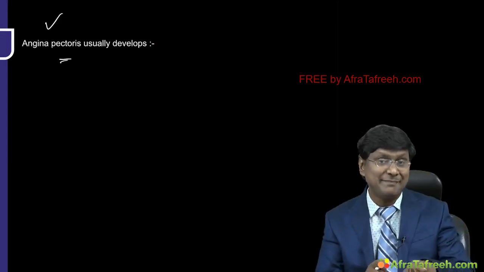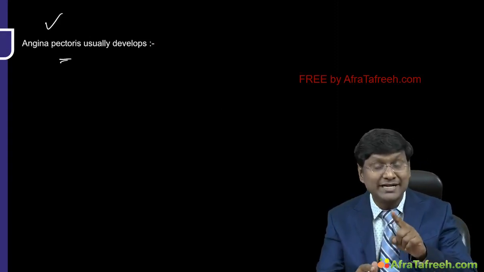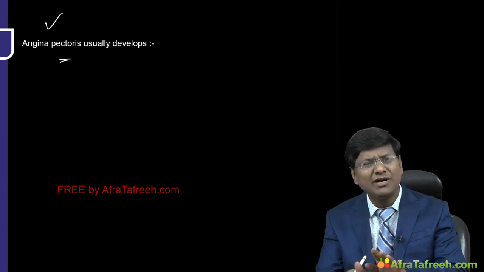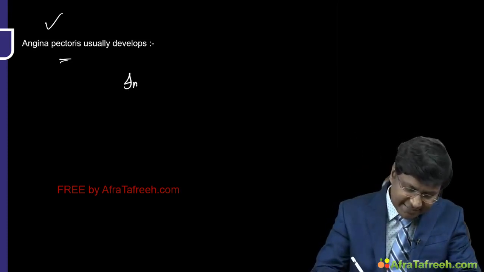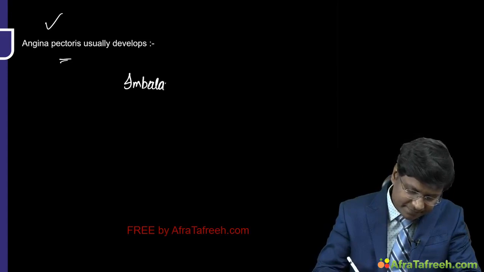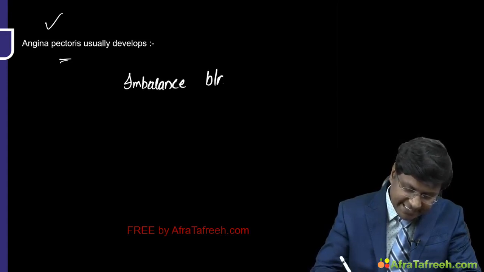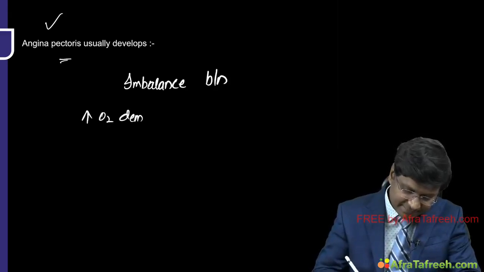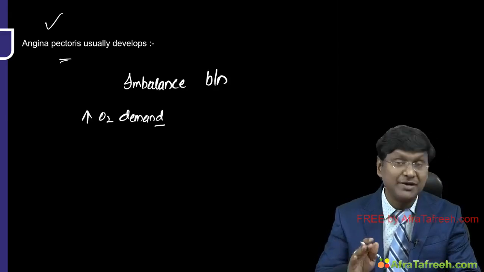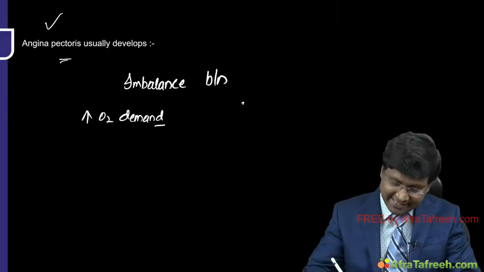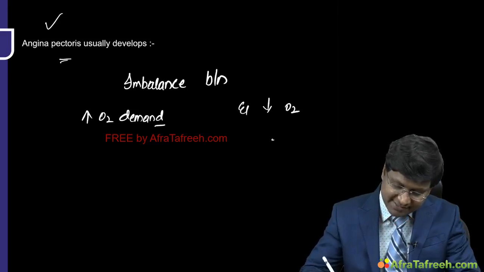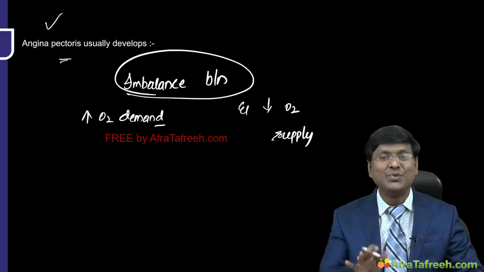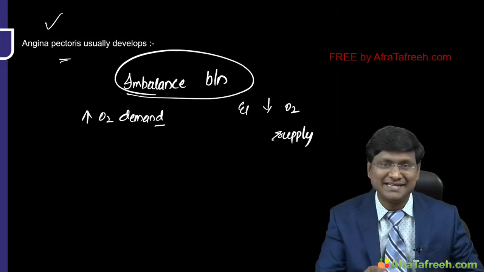This also we have discussed in the pathogenesis. Angina pectoris usually develops somewhat later, that is after the dyspnea. And what does it reflect? It reflects the imbalance between increased myocardial oxygen demand and reduced oxygen supply. So the imbalance between these two will result in the development of angina pectoris.